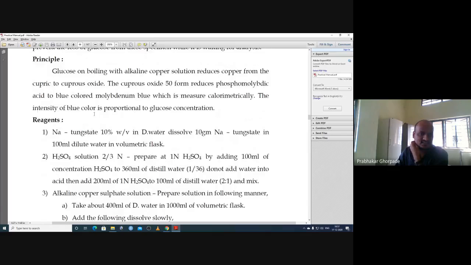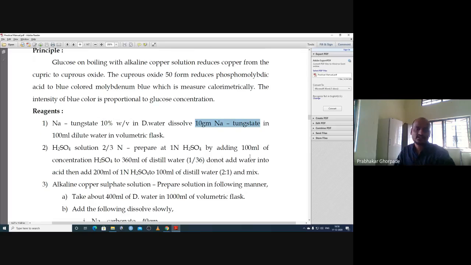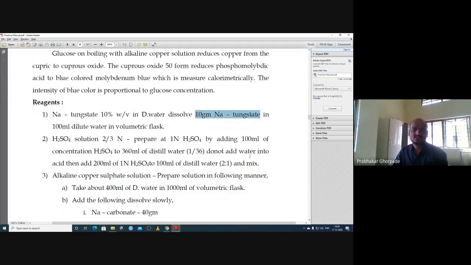So let's see the reagents. We have 10% sodium tungstate dissolved in distilled water. How to prepare it? You take 10 gram sodium tungstate and dissolve it up to 100 ml of distilled water in the volumetric flask. So whenever we mean 10% weight by volume, it is 10 gram of sodium tungstate added to 100 ml of distilled water in a volumetric flask. So this is one reagent we need for the Folin-Wu method, 10% sodium tungstate.